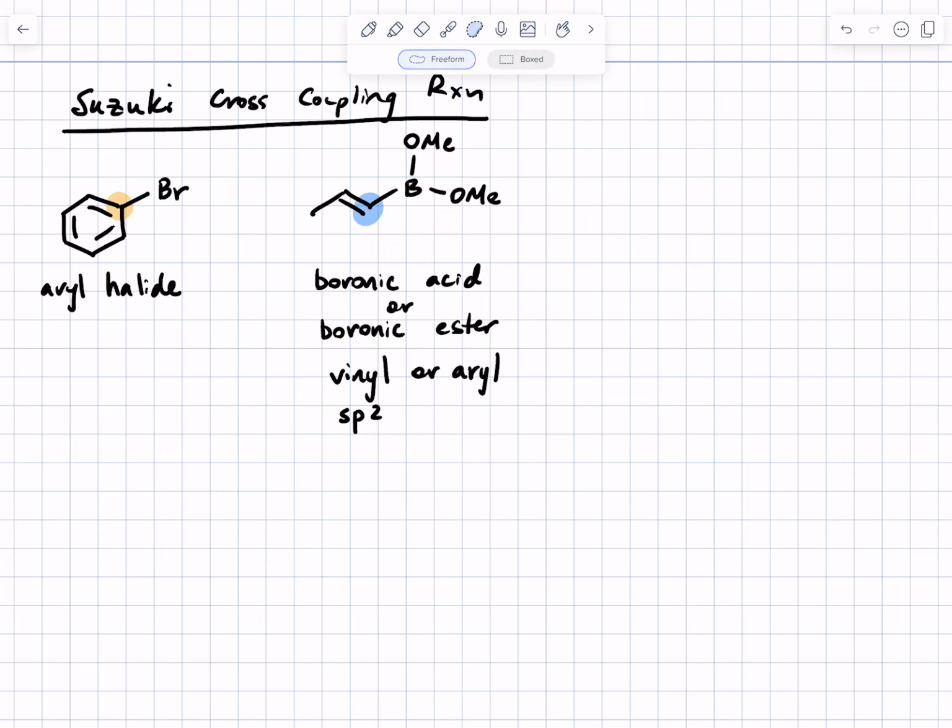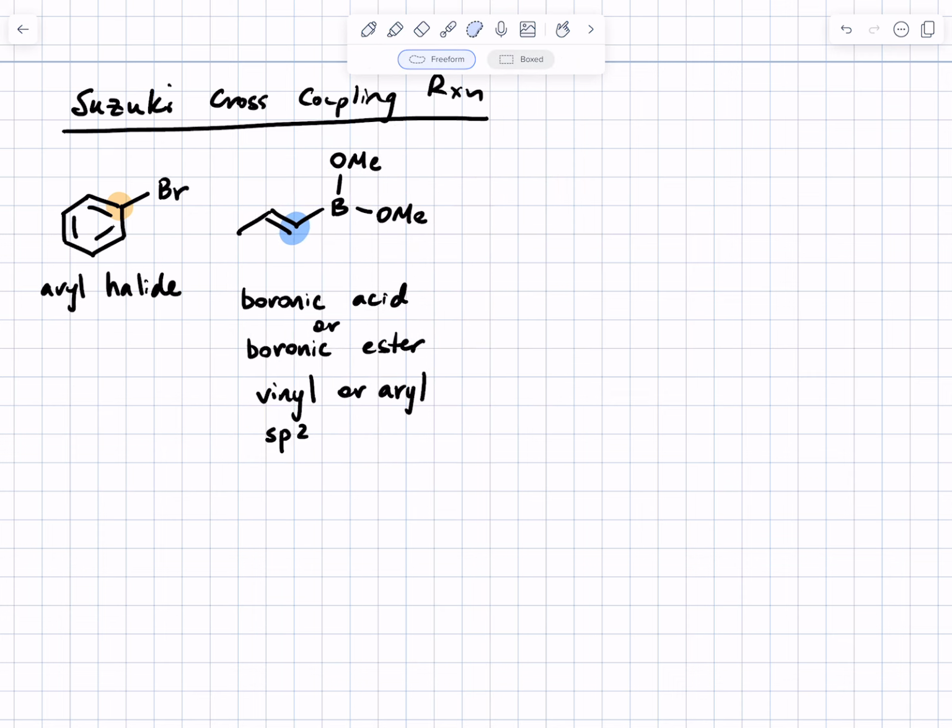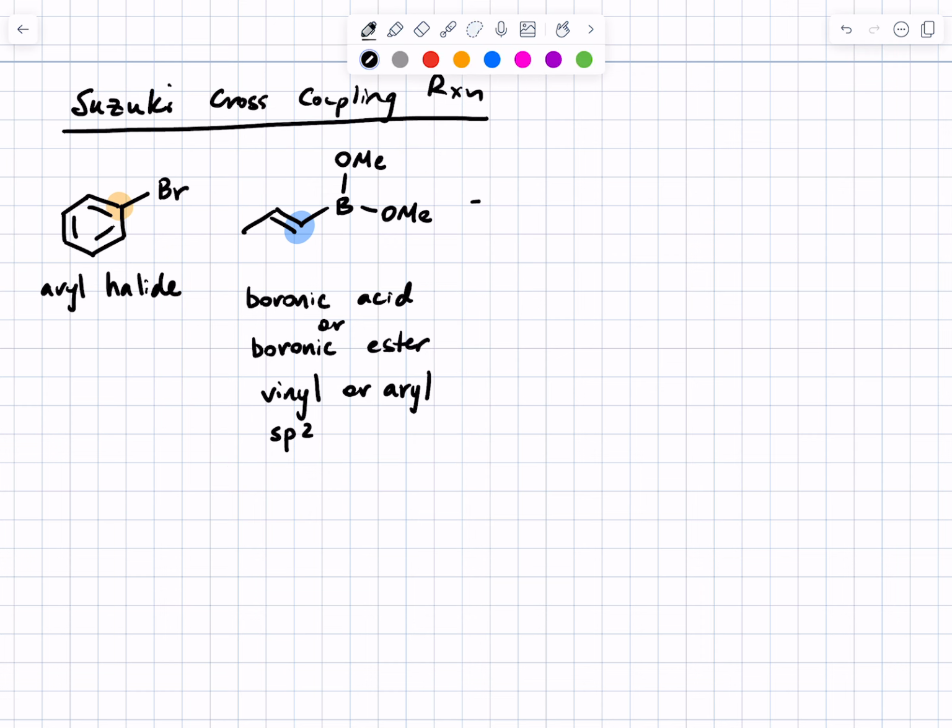The reaction conditions are a palladium catalyst. In this case, it's the tetrakis triphenylphosphine palladium. That means 4 triphenylphosphines attached to palladium. And you also need a base, and sometimes this is sodium hydroxide. Sometimes it can be an amine base, it sort of depends, and a lot of people have tried a lot of things, and many work.